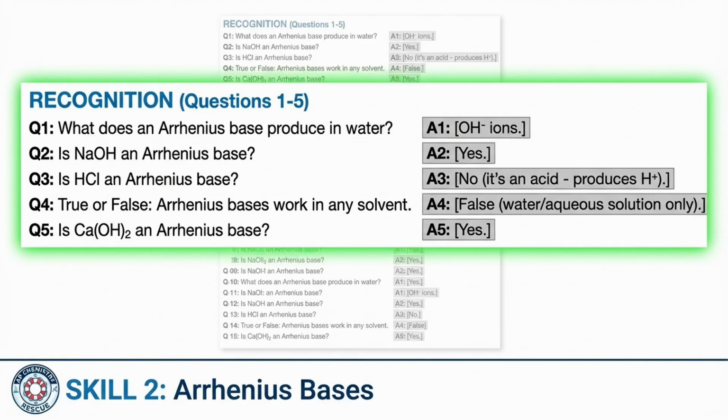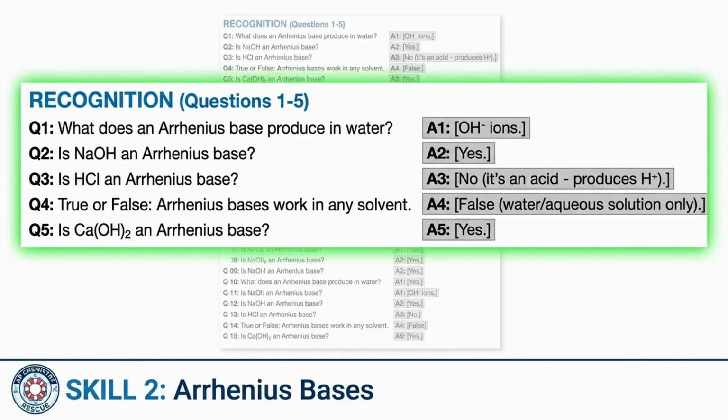Arrhenius base works in any solvent. Pause now. False. Arrhenius bases only work in water. The definition specifically requires aqueous solutions. If you dissolve a base in alcohol or benzene or anything else, Arrhenius theory does not apply. Water only. Question 5. Is calcium hydroxide, that's Ca(OH)2, an Arrhenius base?